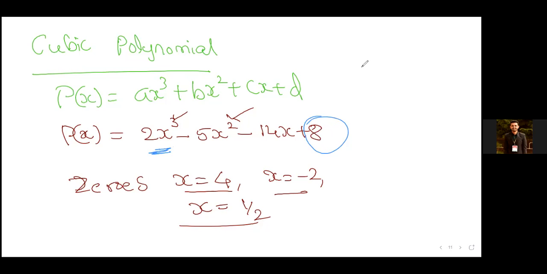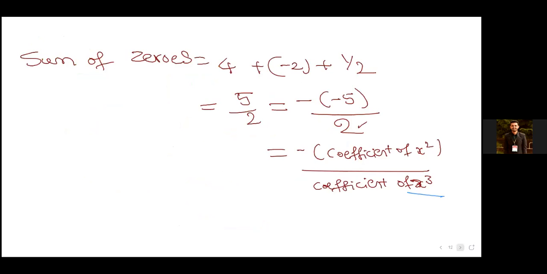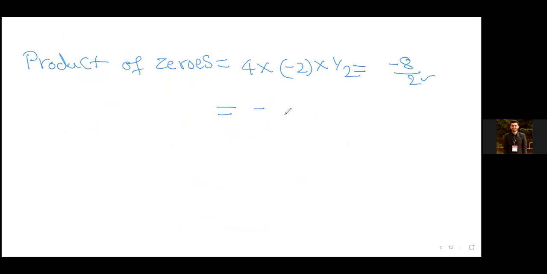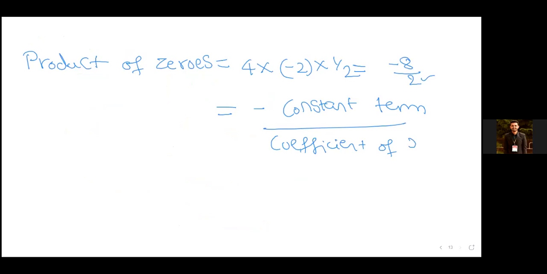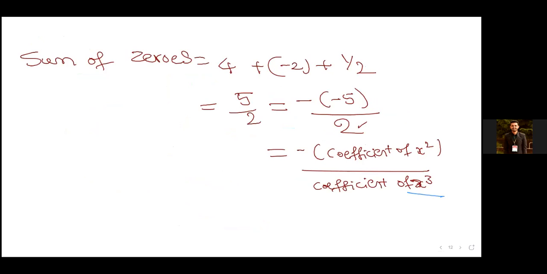Sorry, I think this is supposed to be here minus 8. Okay, this should be minus 8. And here I can write minus of constant term divided by coefficient of x cube. So this is a relationship between zeros and the coefficient of cubic polynomials.